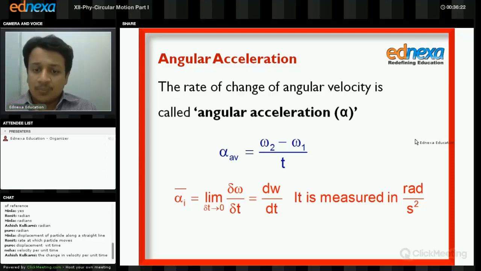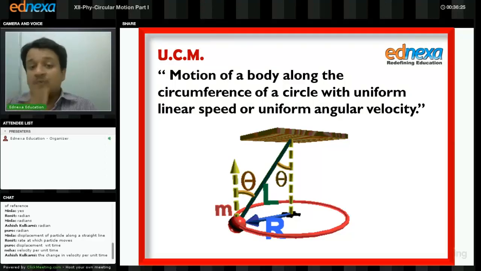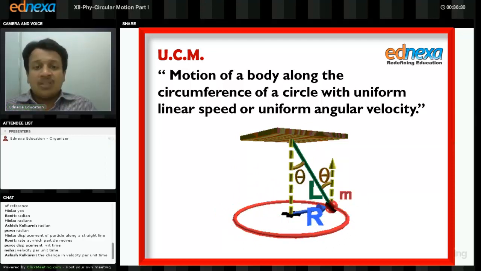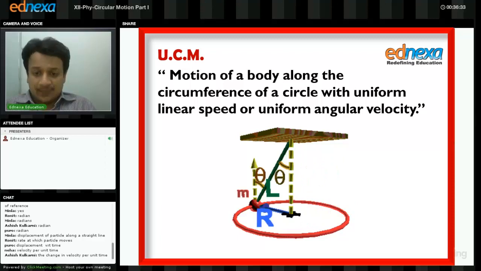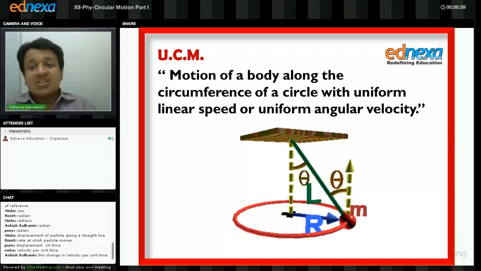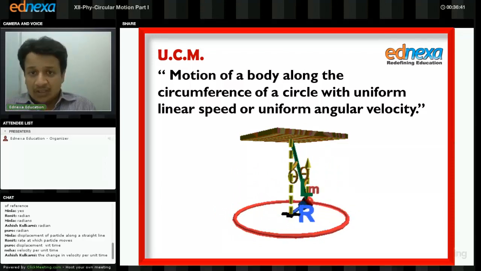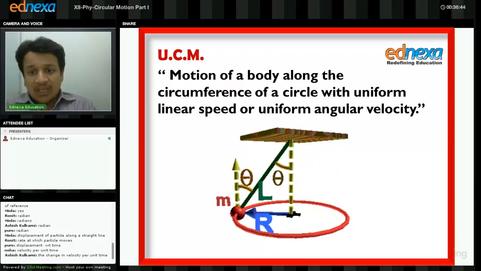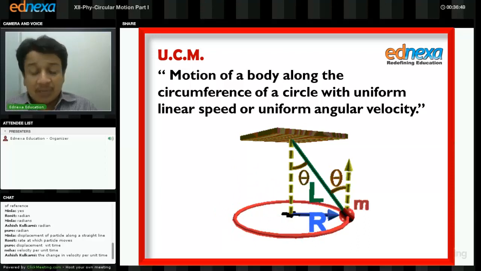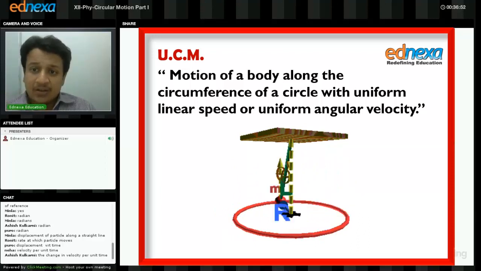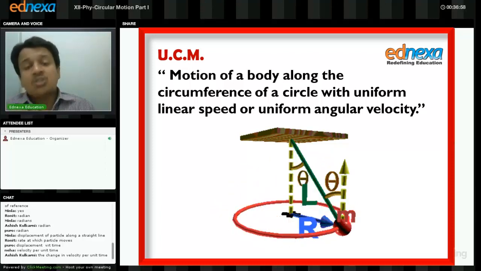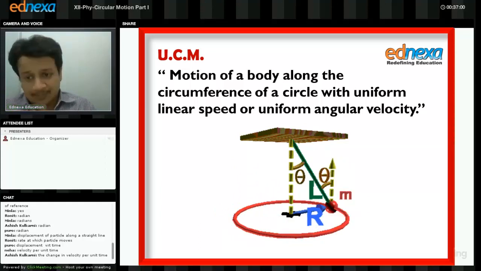Okay, wait for a while. Now we are going to discuss one more concept, that is UCM. What is UCM? UCM means uniform circular motion. The motion of a body along the circumference of a circle. Till this point everything is the same, but the next part is important: with uniform linear speed or uniform angular velocity is known as UCM.